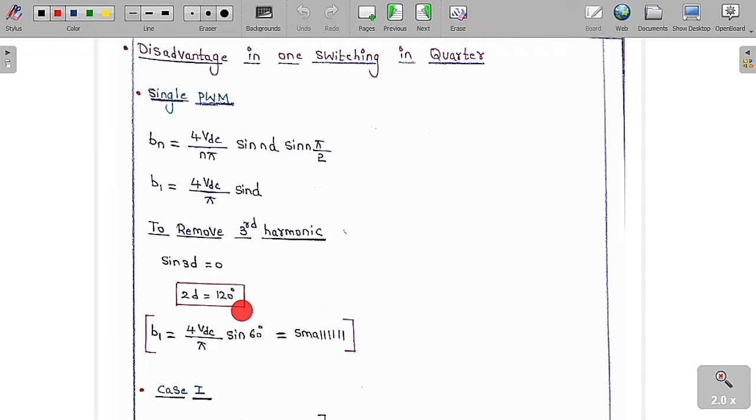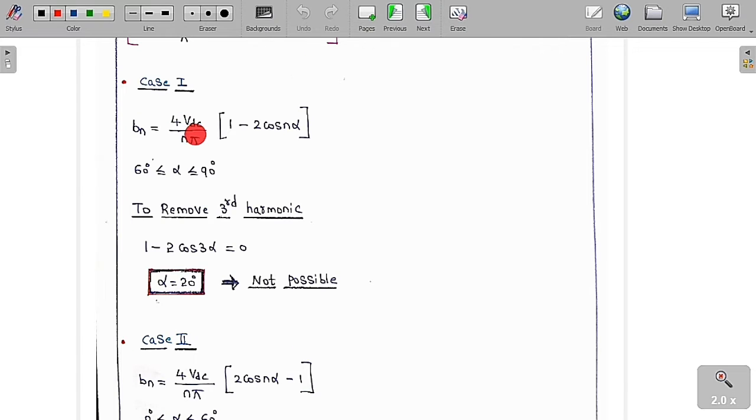Now I want to find the value of B1, the fundamental harmonic peak value, at 2d is equal to 120 degrees. If you substitute here, it is a very small value. So at 120 degrees, we are going to remove the third harmonic, and we are also going to get a fundamental component of very small value.